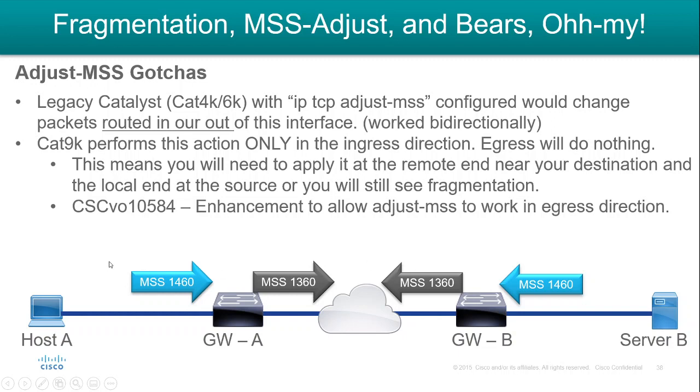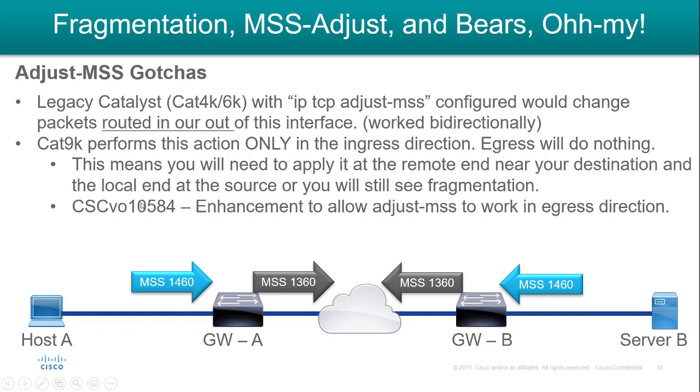Cat 9K only performs this action on the ingress direction. That means if the adjust MSS feature was only configured on gateway A, traffic from A to B would be adjusted, but not from B to A. As a result, in one direction we might have fragmentation, and in the other it would be operating normally.